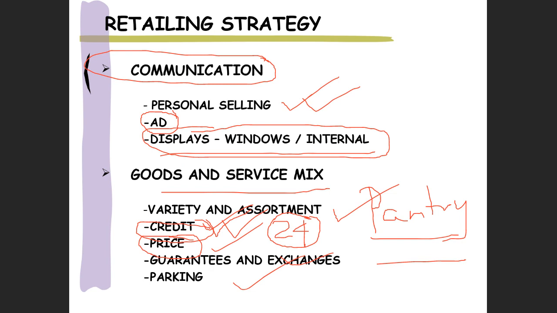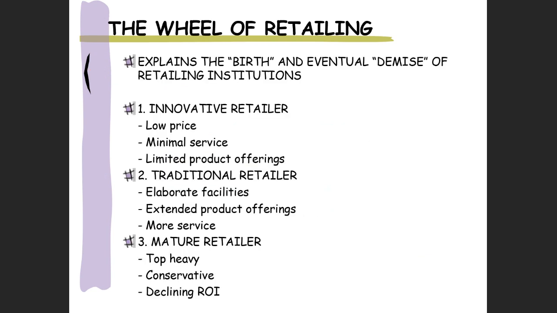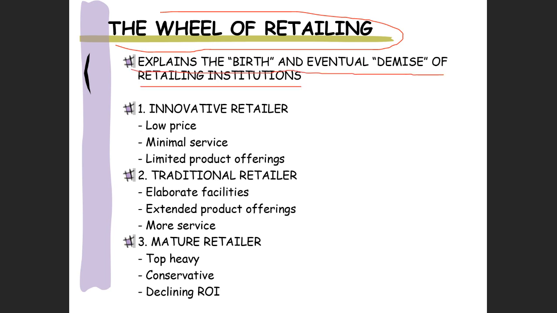All right, let's move forward and look at what else we have. This is a very, very important slide, this one particularly, and the next one to some extent. It's called the Wheel of Retailing. What is it? It explains the birth, or the beginning, and the eventual demise of retailing institutions, how they evolve over time. Initially they're born as the innovative retailer.